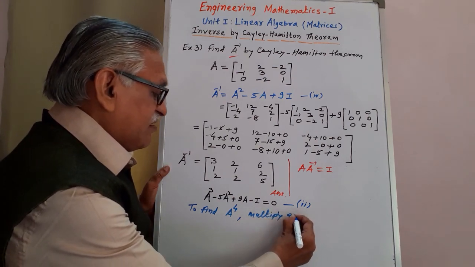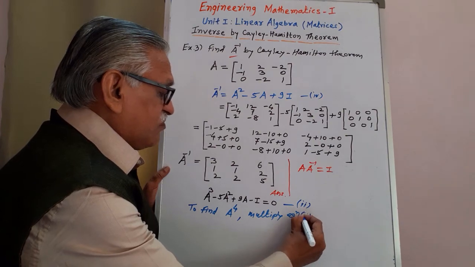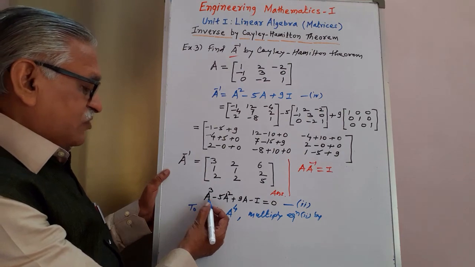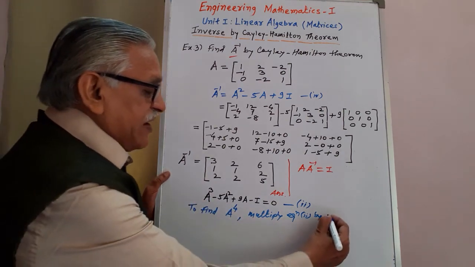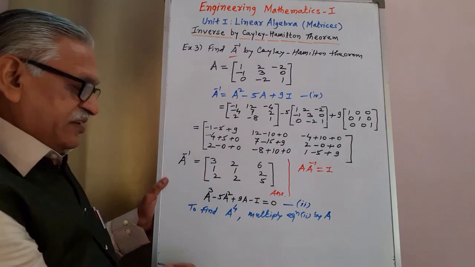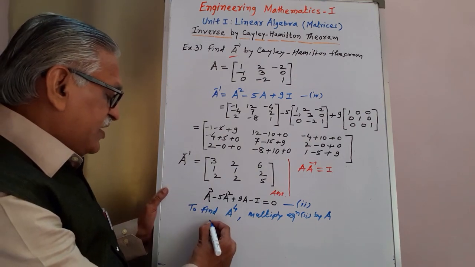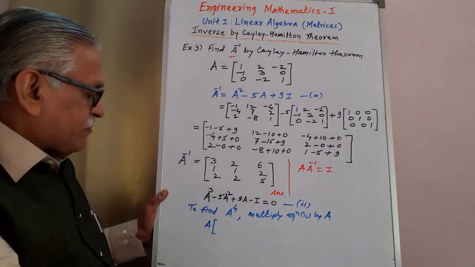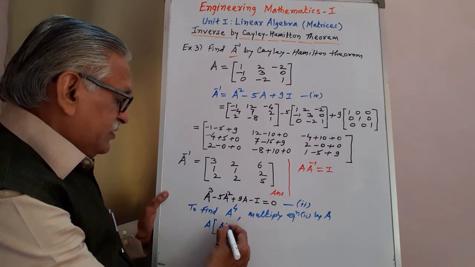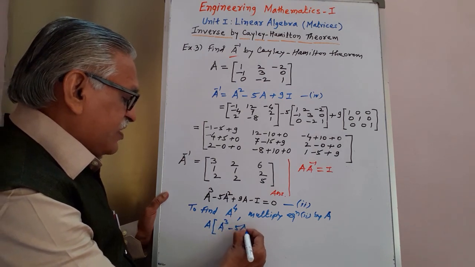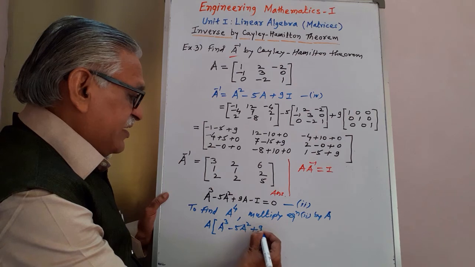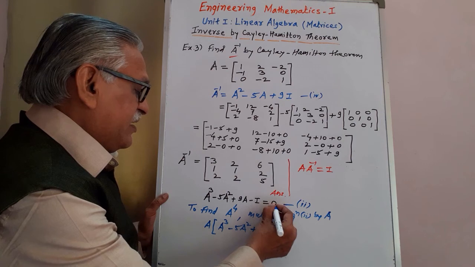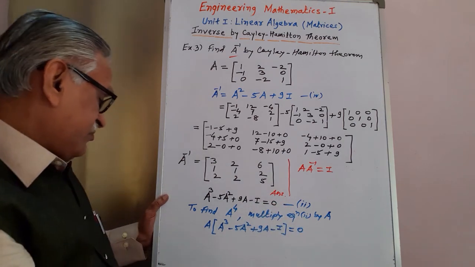Multiply equation 2 by A. Here A cube is the highest power, so to get the A raised to 4 term we have to multiply by A, and it is pre-multiplication. Therefore we get A into A cube minus 5A square plus 9A minus I, and A into 0 we get 0.